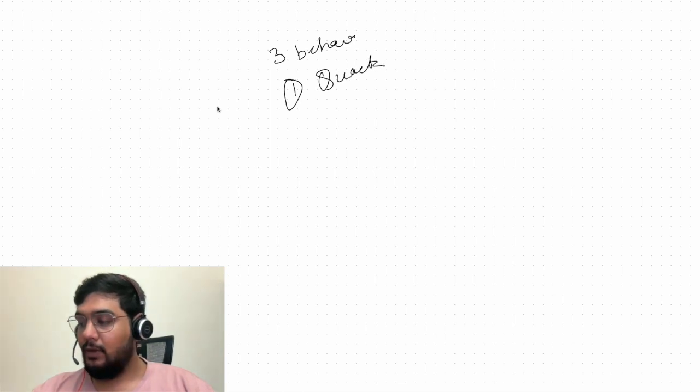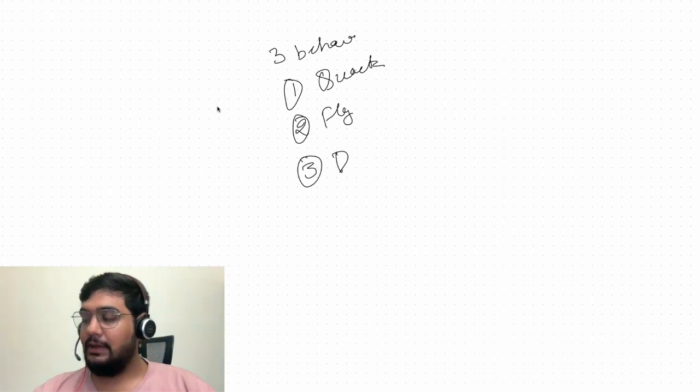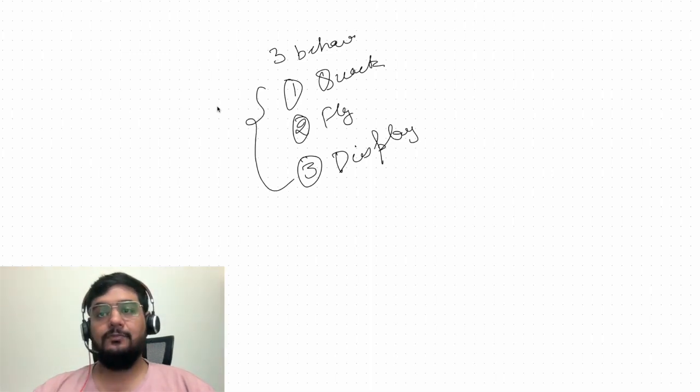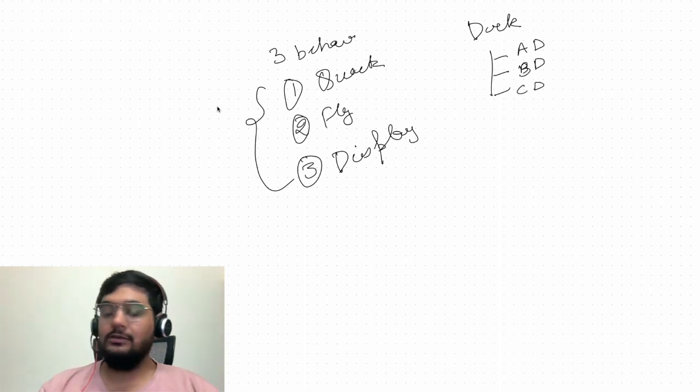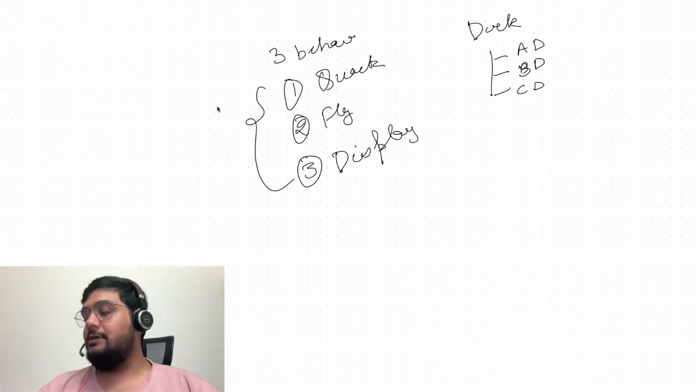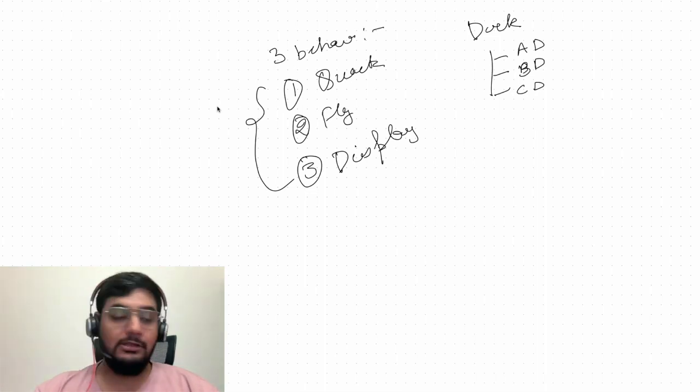So in the above example, let's say I figure out there are 3 behaviors: one behavior is quack, one is fly, and the third is display. These are the behaviors that can change. Apart from that, a duck is an interface, and it can have child classes, A duck, B duck, or C duck. Now, coming back to this example, to solve this problem we usually try to extract out more granular behaviors. So if you see, we have extracted out all 3 granular behaviors.